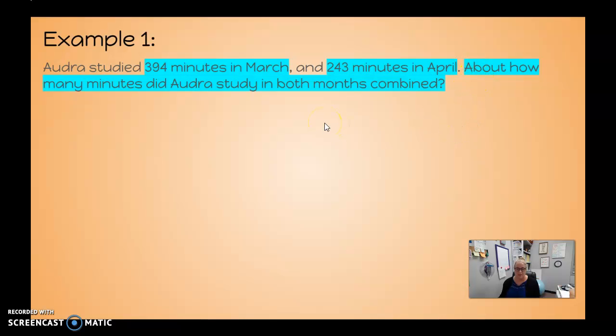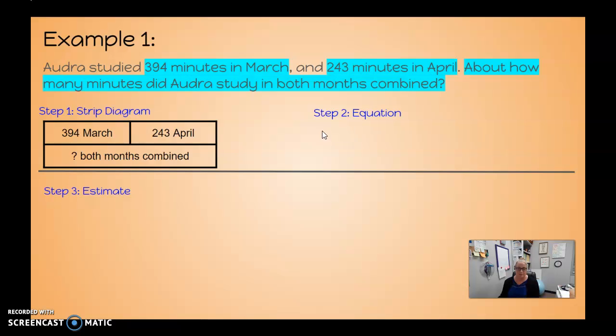So the first thing I'm going to do is draw my strip diagram. I want you to think about this. Am I going to be putting these two numbers together, or am I going to be taking them apart? If you said I'm going to put them together, you're correct. I know my two parts: 394 minutes was March and 243 minutes was April. I am looking to find out how many minutes she had for both months combined. After I've drawn my strip diagram, the next thing I'm going to do is my equation. I'm going to show my equation exactly with what my strip diagram is telling me.